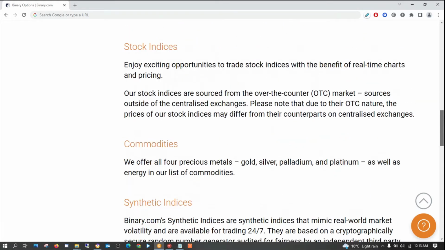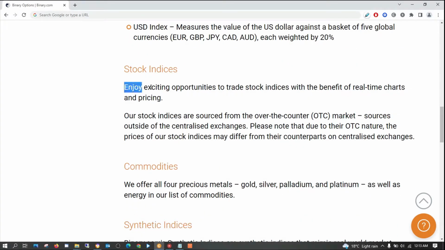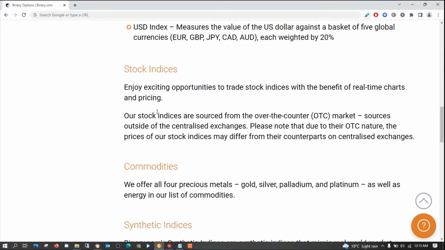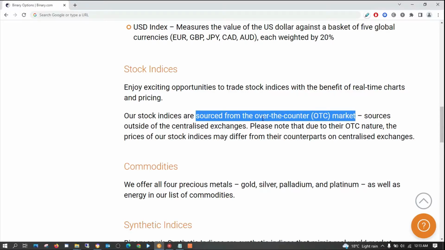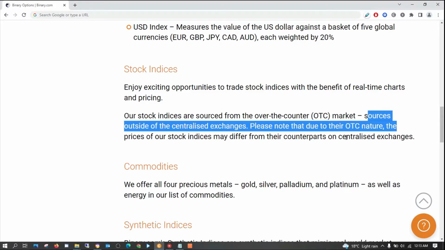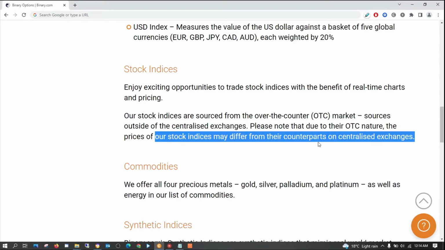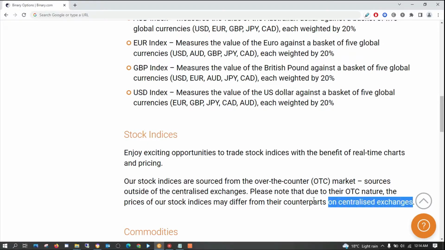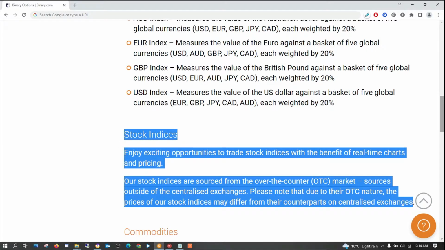Another market that is available is the stock indices. Enjoy the exciting opportunity to trade stock indices with the benefits of real-time charts and pricing. The stock indices in binary.com are sourced from the over-the-counter OTC market. OTC is the over-the-counter market, which sources outside centralized exchanges. Please note that due to their OTC nature, the prices of our stock indices may differ from counterparts on centralized exchanges, and that's why we will not trade stock indices on this channel.